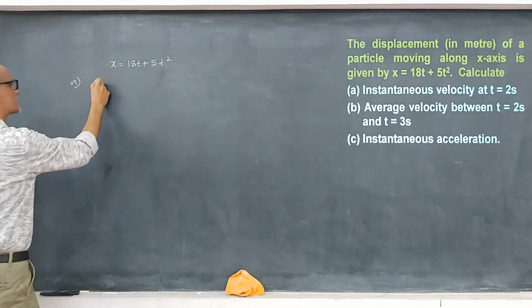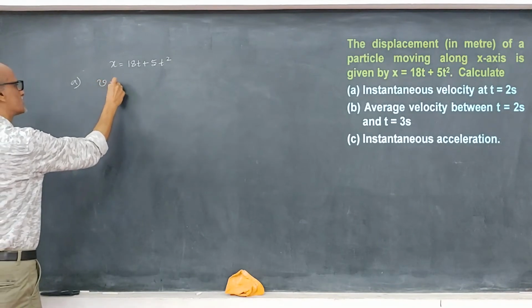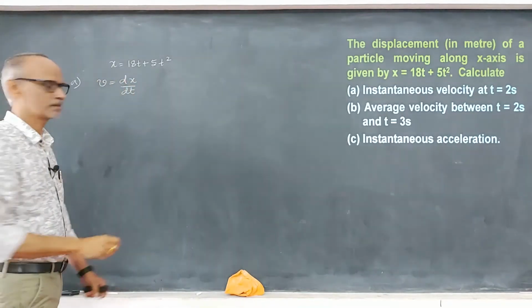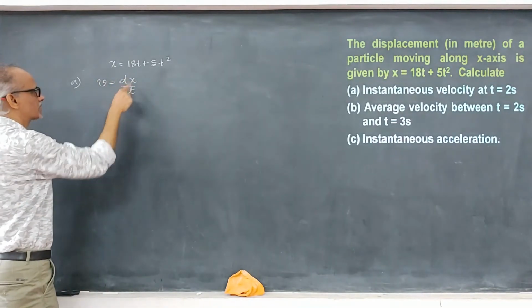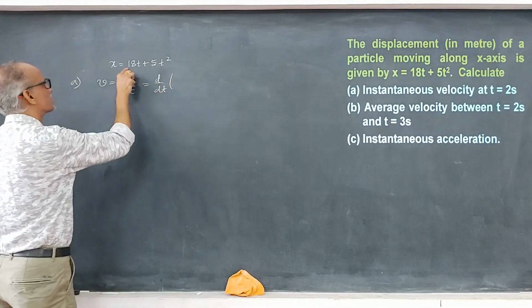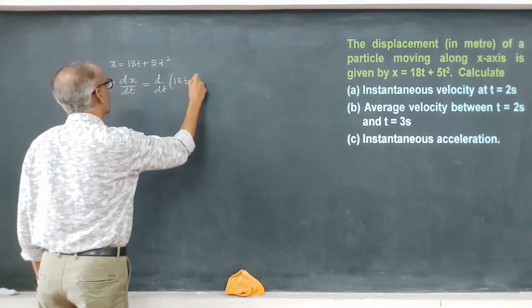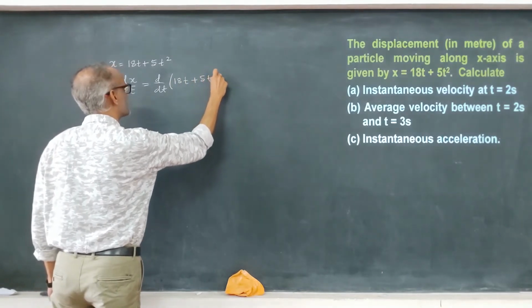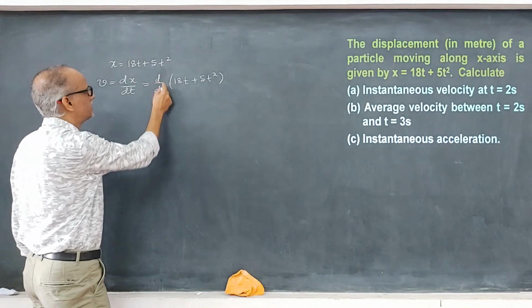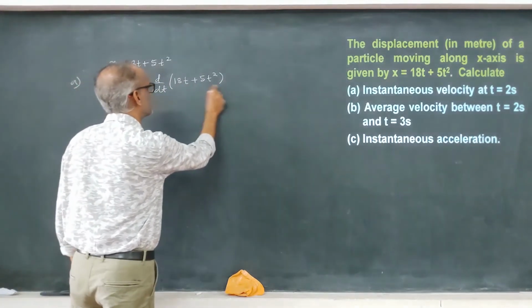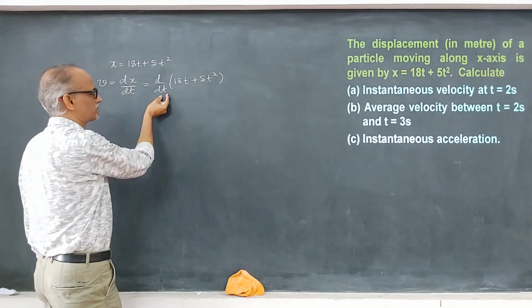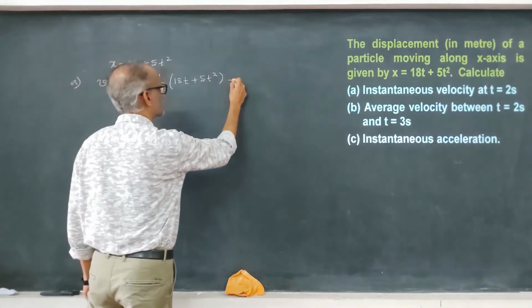What is the formula for instantaneous velocity? Instantaneous velocity is given by v is equal to dx by dt. Correct? You know the formula. v is equal to dx by dt. That is d by dt of x, which is nothing but 18t plus 5t square. Writing d by dt of 18t plus 5t square is nothing but differentiating this with respect to time, and we have already learned the differentiation formula, correct?